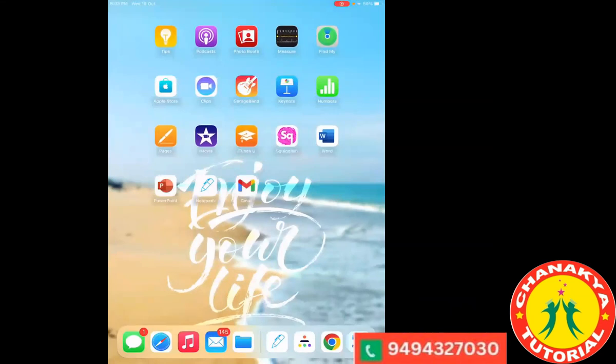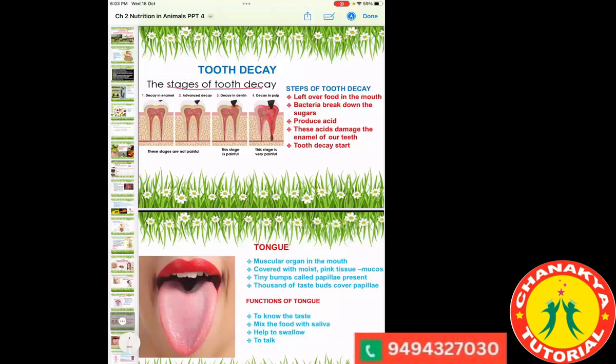So, stages of tooth decay. These are the certain stages. In the first stage, what happened? Decay in the enamel. The outermost layer will start decaying. You can see this small black structure. They are affected by the bacteria. Then the decay will go inside to the next part. These two stages are not painful, but when it reaches the third part, the dentin, it starts paining. Our teeth start causing some kind of pain to us.